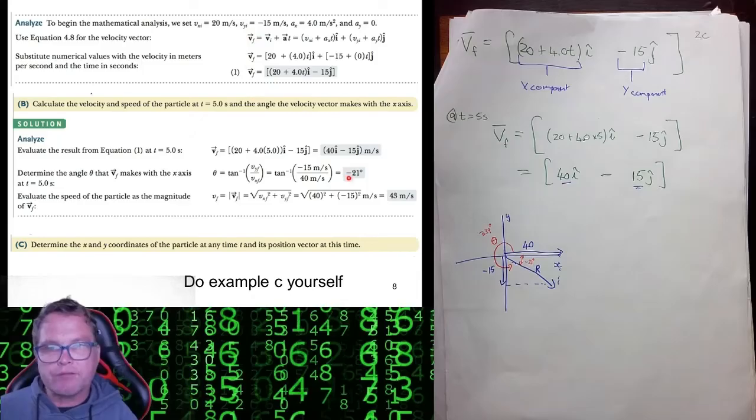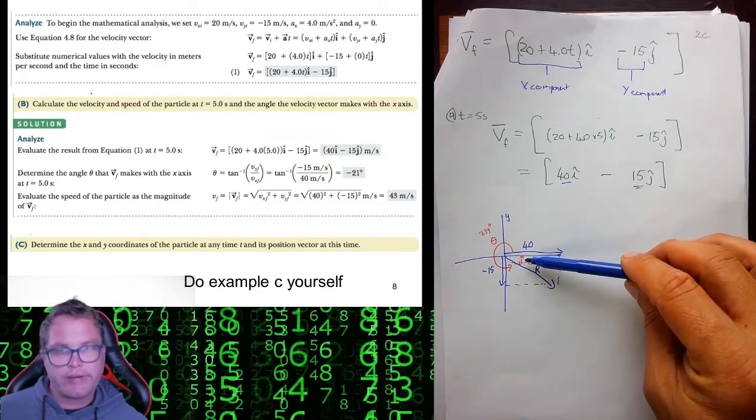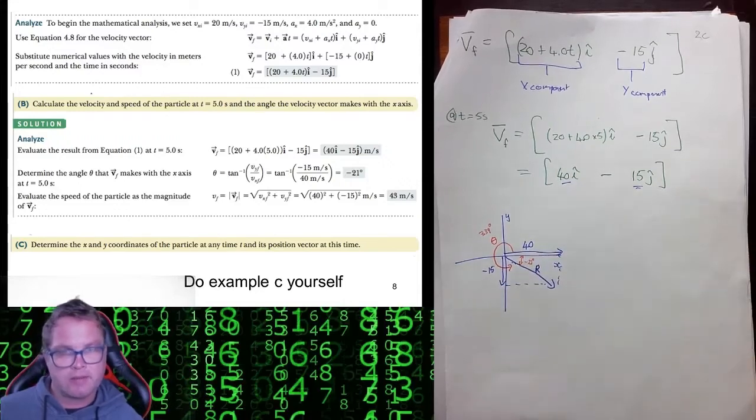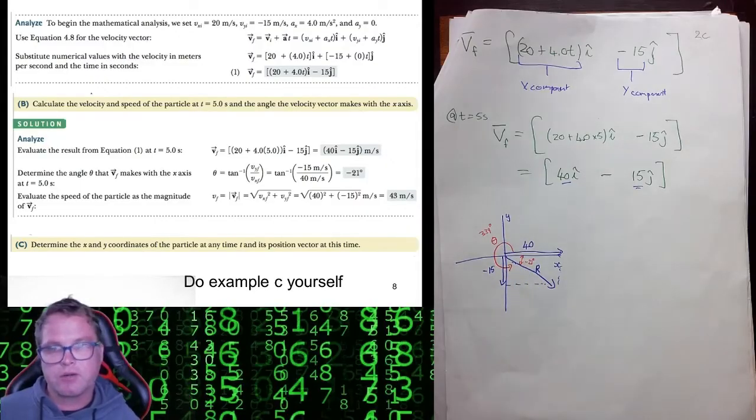You can go through this calculation for yourself, whereby you calculate the angle using tan and you find it to be minus 21 degrees. The minus 21 degrees means 21 degrees from the x-axis in the clockwise direction. Another way to say that would be 339 degrees. That would be fine as well. That's going in the clockwise direction. And the speed is the length of this vector, which is found using Pythagoras, and that is found to be 43 meters per second.